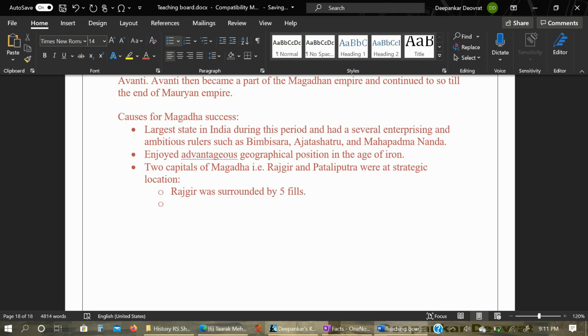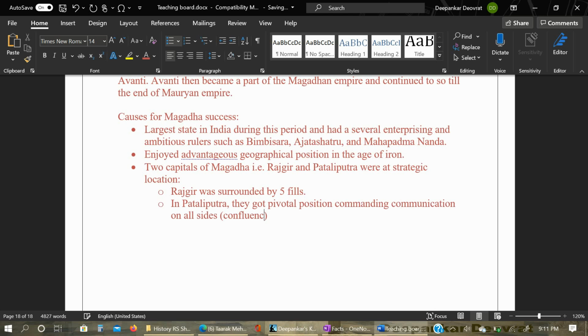In the 5th century BC, Magadha princes shifted their capital from Rajgir to Patliputra, which occupied a pivotal position commanding communication on all sides.